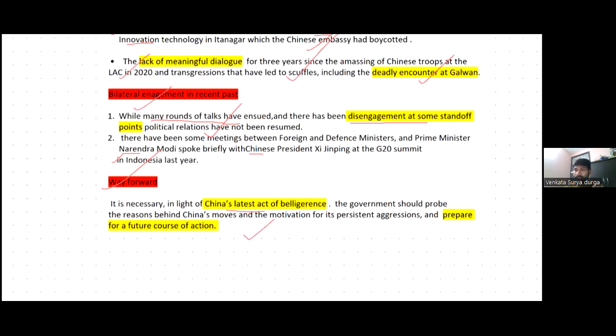So we have discussed China renaming several regions in Arunachal Pradesh, what could be the reasons for China renaming areas, what are the significant initiatives so far taken to reduce the tensions, and what could be the way forward. So this is all about the India-China standoff. Now let's discuss the next news article.